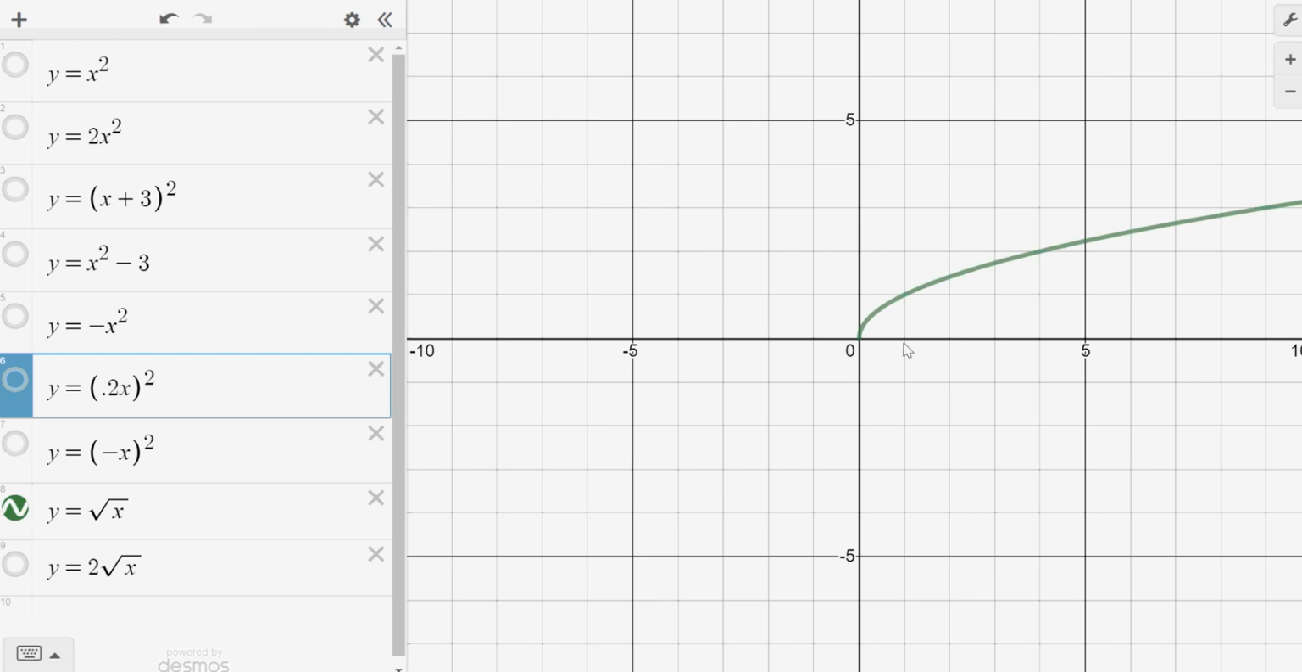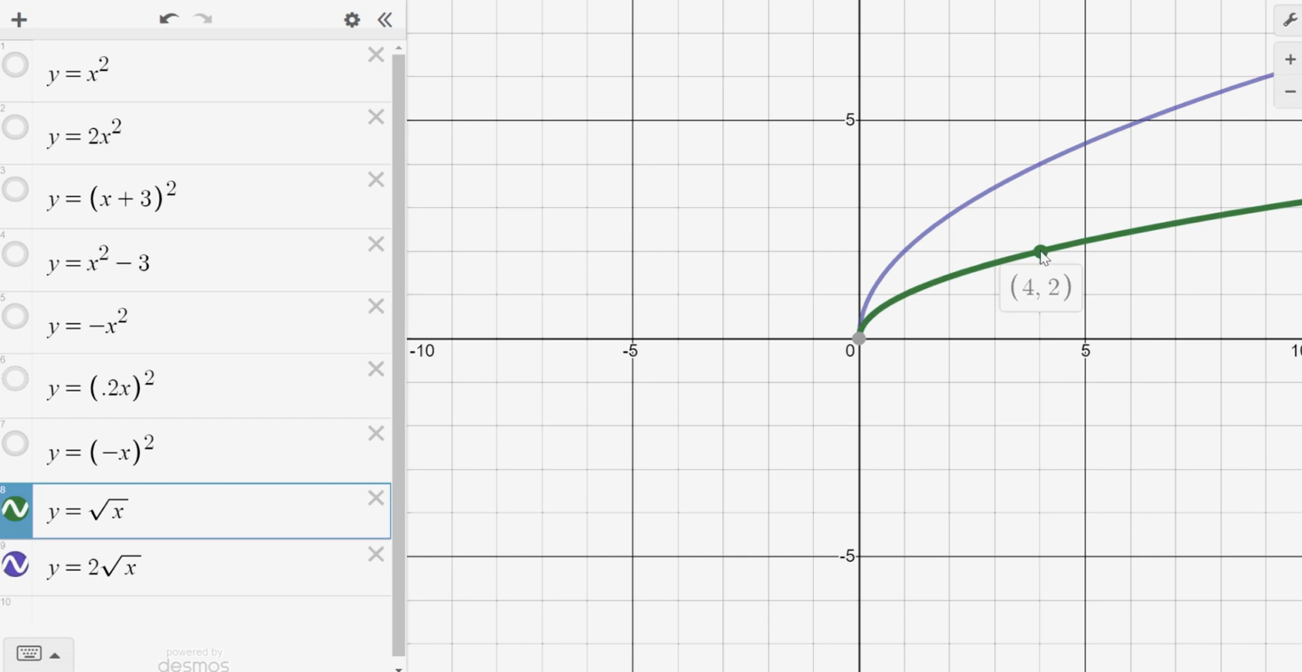The green graph is y equals square root of x. One of the things that we talked about with parabola being the parent function is if we put a 2 on the outside, that's going to be a vertical stretch. It's pulling it up by a factor of 2. So instead of going over 1 in the x direction, up 1 in the y direction, we go over 1, up 2. Or like this point right here is 4, 2.